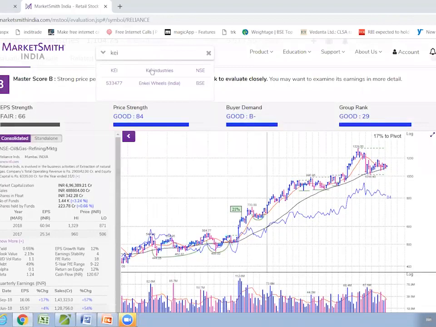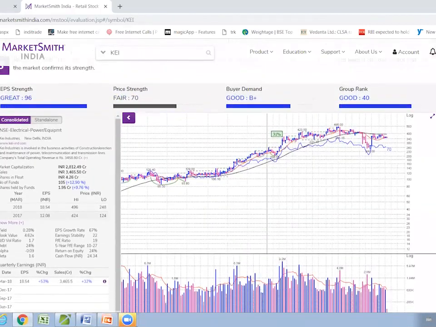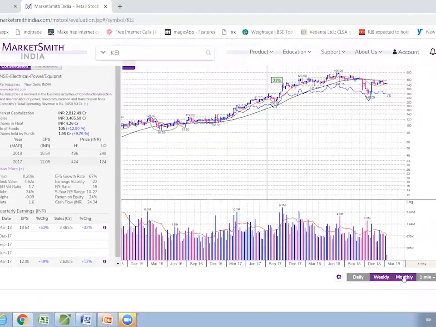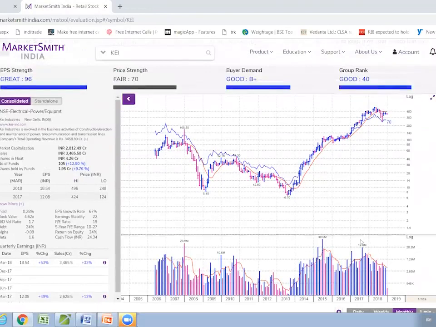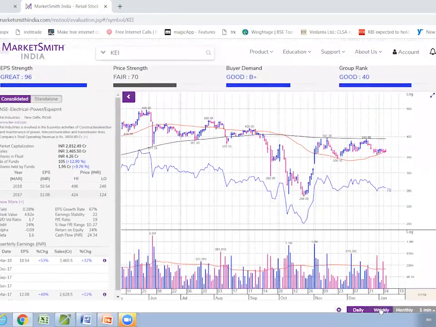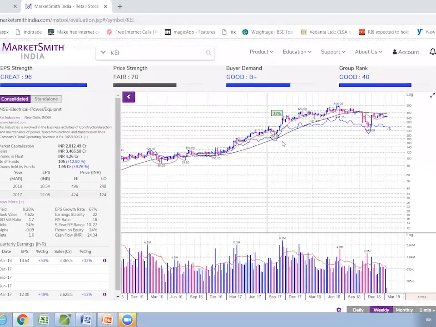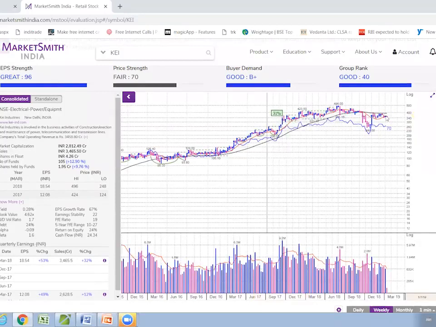Say KEI Industries. Let's see KEI Industries. Okay, let's go to the monthly chart. So again, this is a stock. It gave a 31% return in a very short span of time, and then went on to consolidate. It did not fall down much.